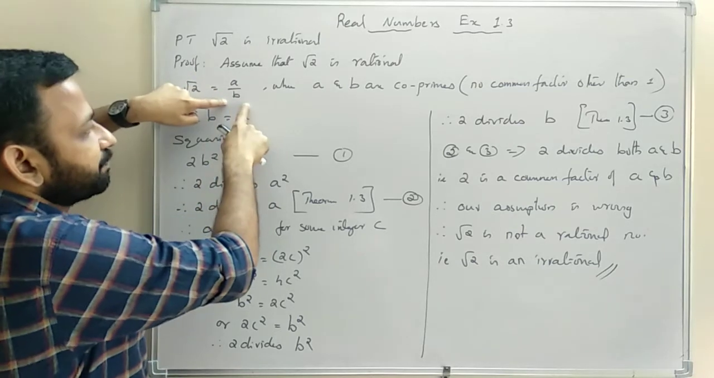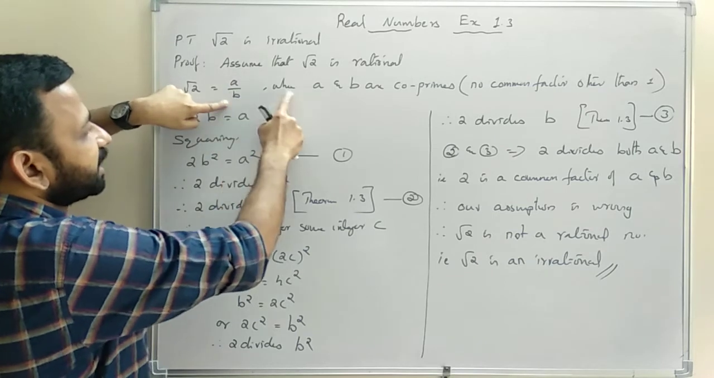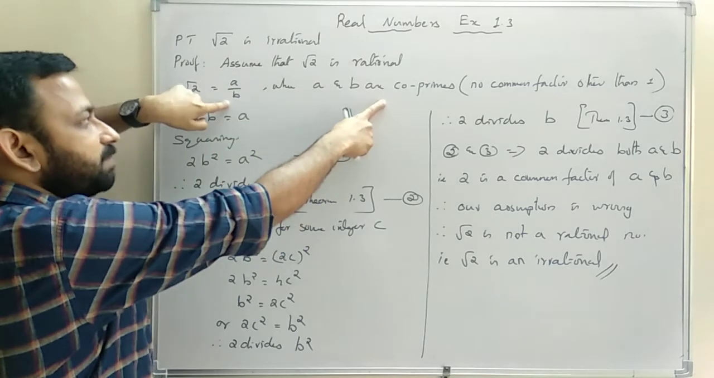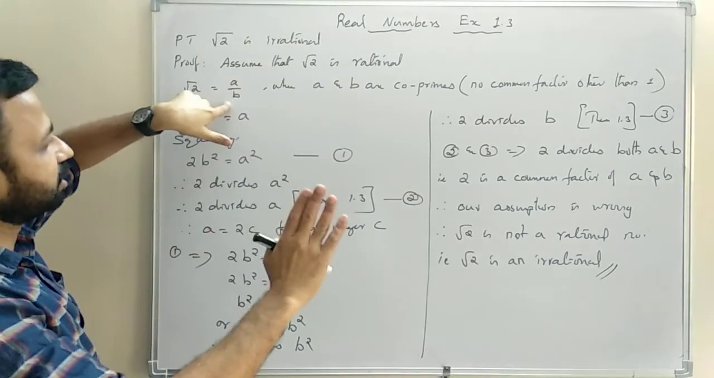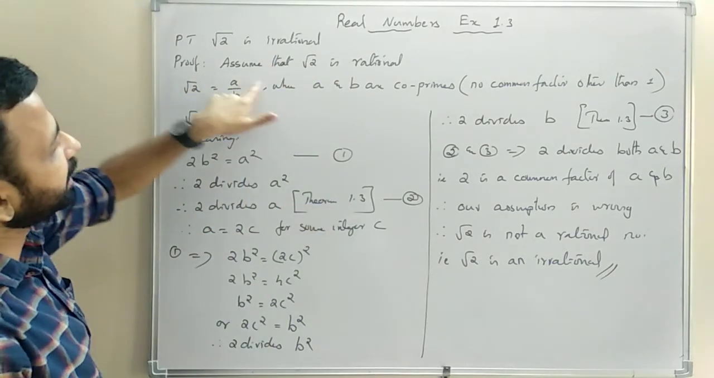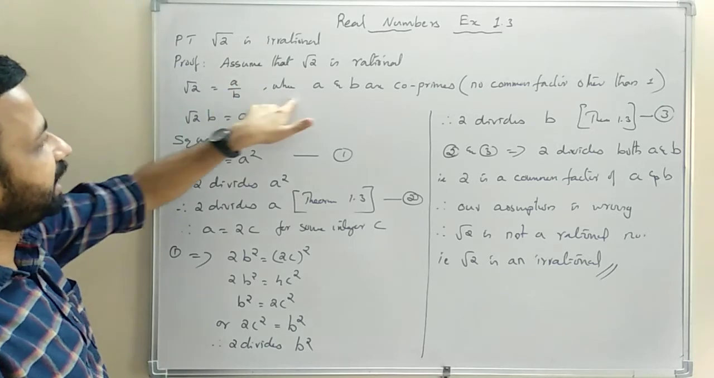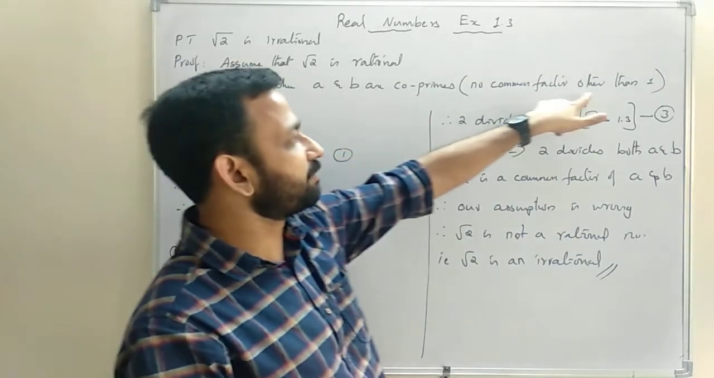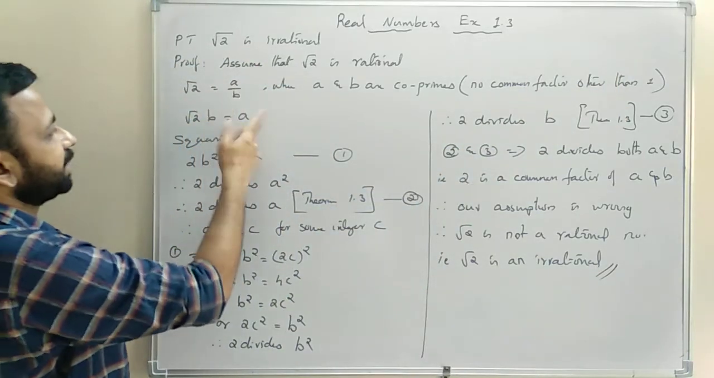That is understood. But here this is in simplified form. If it is in simplified form, we can write that a and b are co-primes, with no common factor other than 1. Then cross multiply: root 2 b is equal to a.